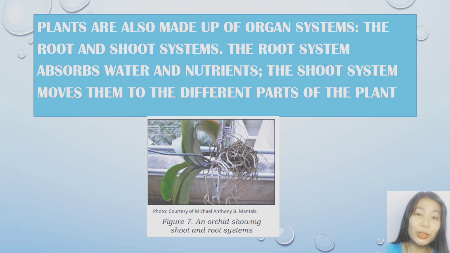So plants are also made up of organ systems, the root and shoot system. The root system absorbs water and nutrients. The shoot system moves them to different parts of the plant. So as you can see here in figure 7, an orchid showing the shoot and the root system.